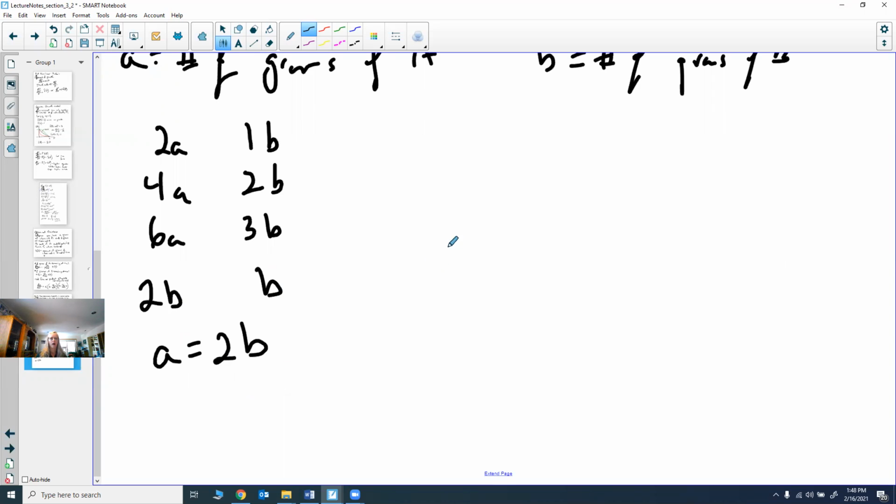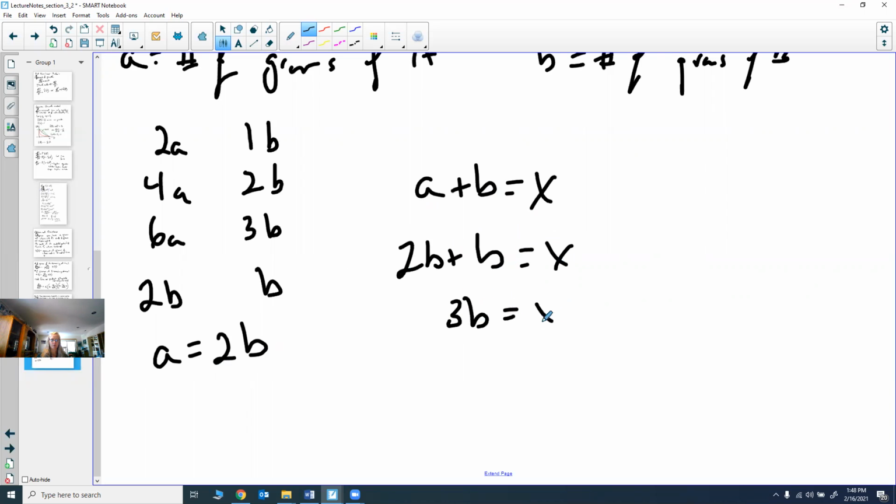Also, the amount that's formed of C can't exceed A and B together. So in fact, A plus B has to give you X. Since we now know that A is equal to 2B, 2B plus B is equal to X. So 3B is equal to X. Now let's look at the amount of A remaining at time T.